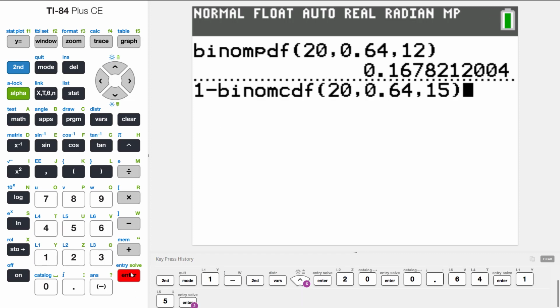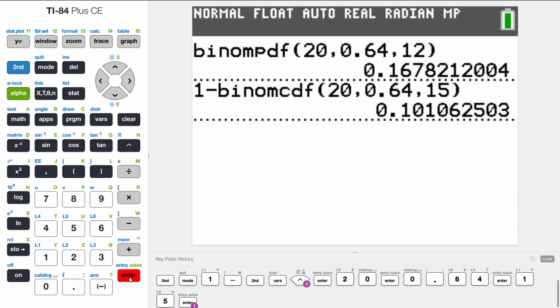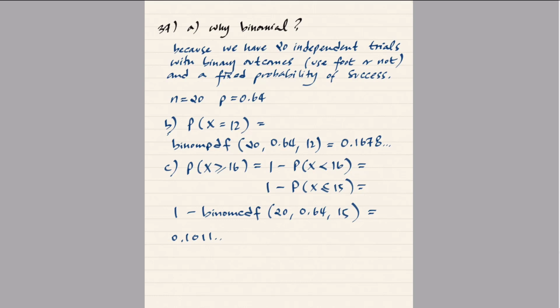Here's the syntax, as you can see. And it looks almost the same, except you'll notice it's a CDF instead of a PDF. When you press enter, there's the value. And if you were to render that to 4 places, here's what you would get. So rounding that to 4 places, I would render that as 0.1011 and some change. Let's look at the next part.